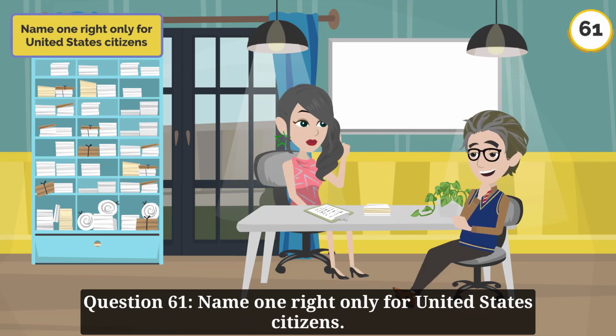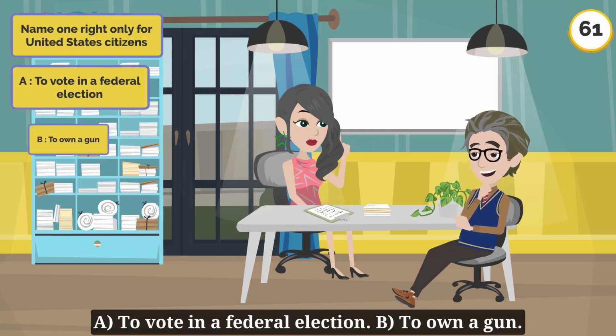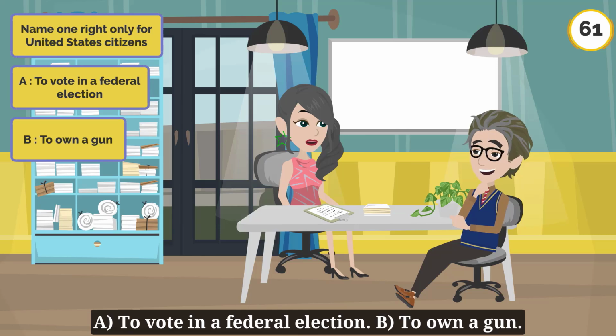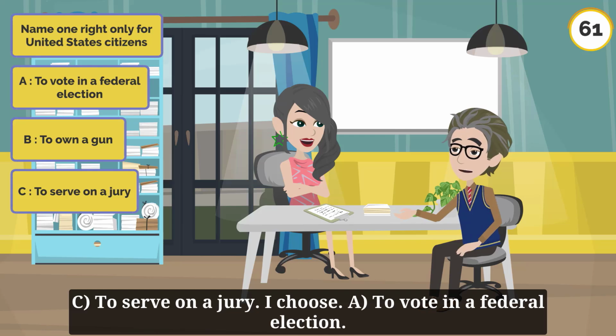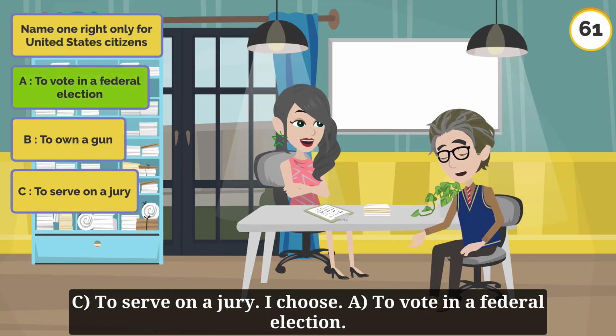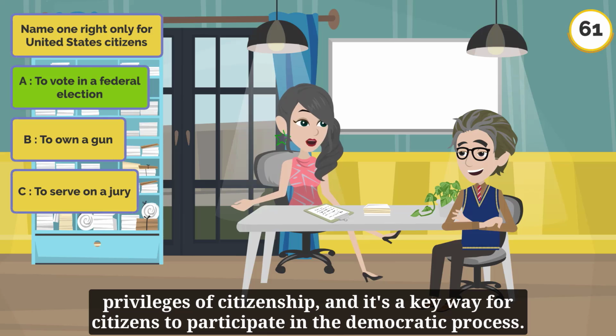Question 61. Name one right only for United States citizens. A. To vote in a federal election. B. To own a gun. C. To serve on a jury. I choose A. To vote in a federal election. Correct. Only U.S. citizens have the right to vote in federal elections. This is one of the privileges of citizenship, and it's a key way for citizens to participate in the democratic process.